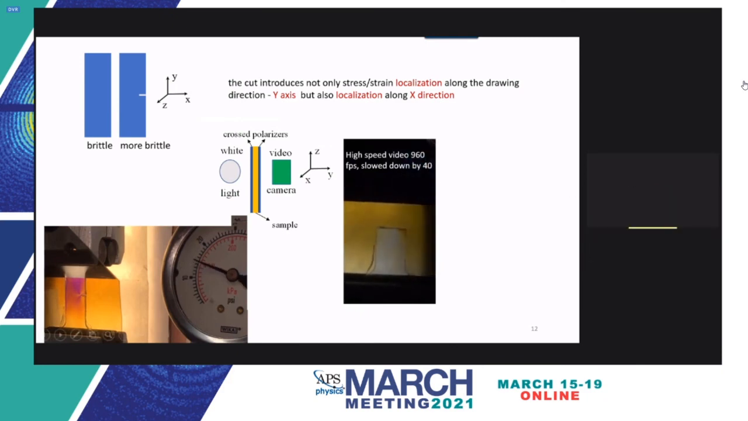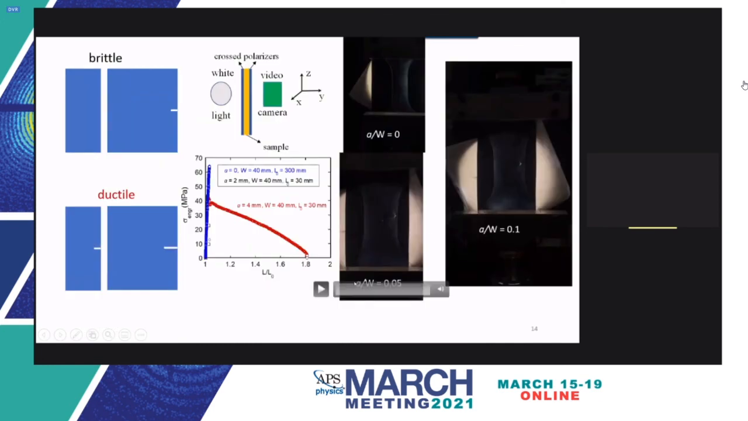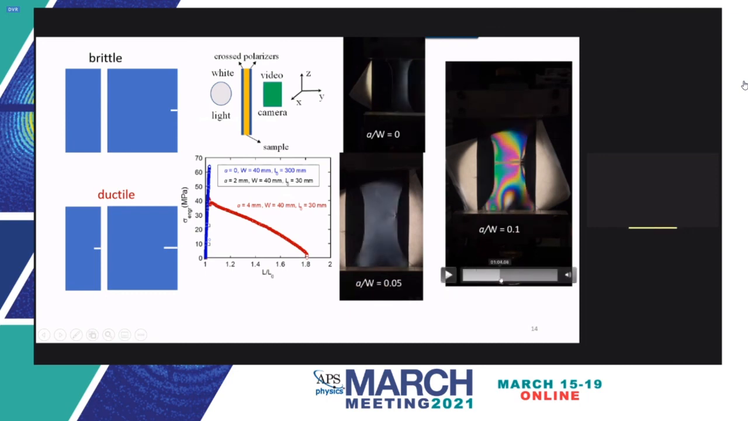And lastly, you can do it two ways. You can have the brittle failure without a cut, or you can have a cut that's so tiny that it is still brittle. Okay, so look at the second movie, boom, it breaks. But if you introduce a bigger cut, now it turns ductile. Let me play that, then we're done. So when you have a bigger cut, the ratio is 0.1 now, it's ductile.